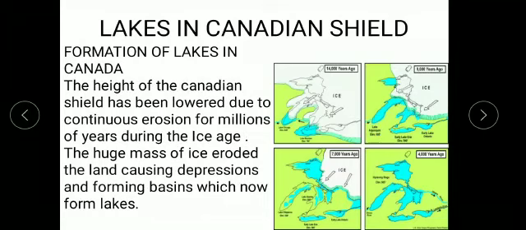Now you know how lakes were formed by glaciers. Now the formation of lakes in Canada. The height of the Canadian Shield has been lowered due to continuous erosion for millions of years during the Ice Age. The huge mass of ice eroded the land, causing depressions and forming basins, which now form lakes.